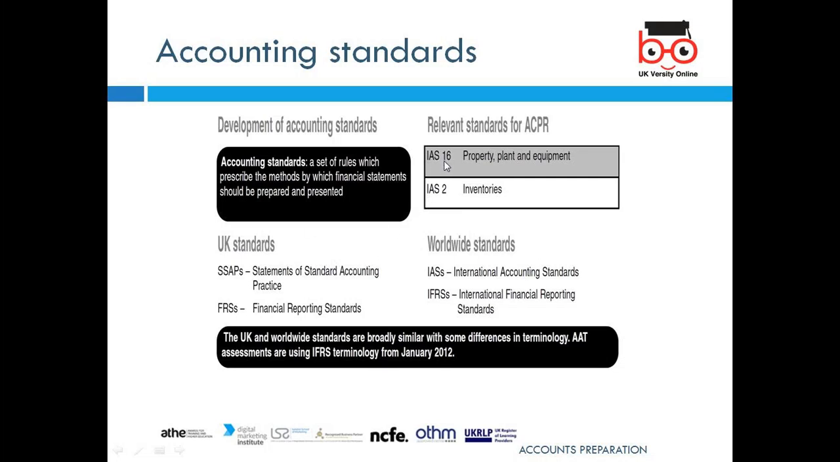Okay, IAS 16 is called Property, Plant and Equipment, how we depreciate our assets. IAS 2 is called Inventories, inventory means stock, how we value our inventories in the books of accounts. We don't need to go into detail, but we need to know the basics. UK and worldwide standards are broadly similar, but with some differences in terminology.